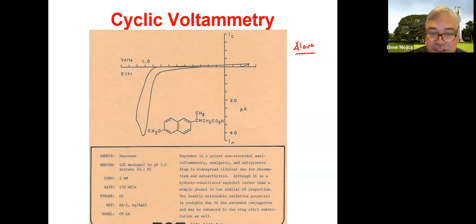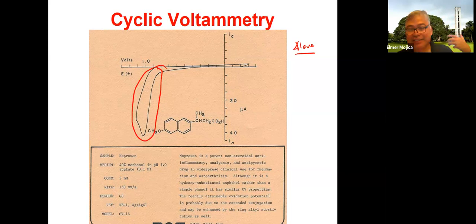Okay, so as you could see here, when it undergoes oxidation, something is formed that can only be found on oxidation. So the explanation is that they have extended conjugation, and it may be enhanced by the ring alkyl substitution as well. So see, you get qualitative information if you use CV.